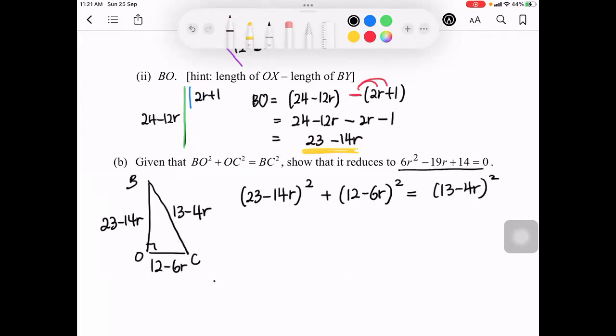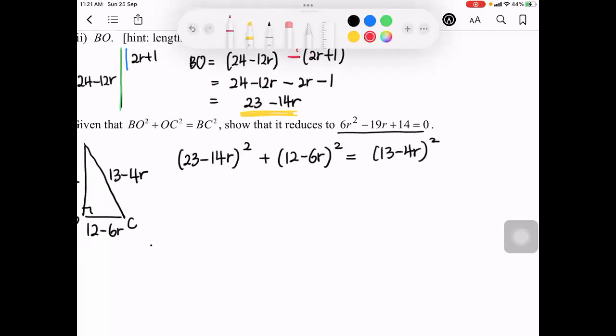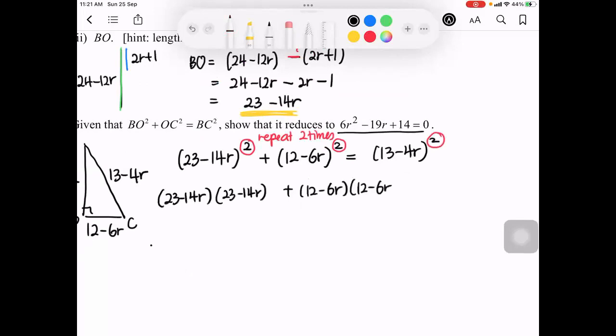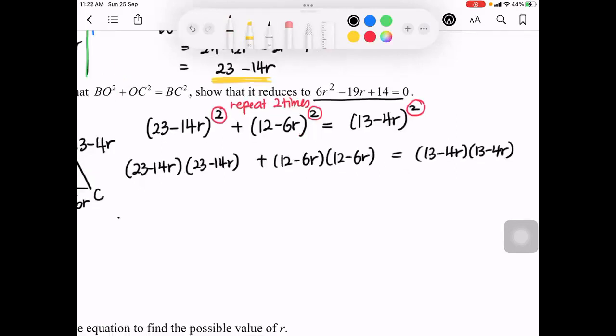The next step is going to be very, very long. We do slowly. Square means repeat 2 times. So everything repeats 2 times. So 23 minus 14R again. 12 minus 6R again. 13 minus 4R again. Okay, you all ready for this? Not ready, then we keep our brain still.